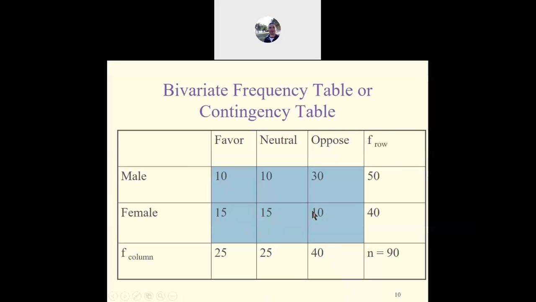Let's go for this example. I make this questionnaire for the male and female. I have 50 male and 40 female, okay? And I ask them to choose only one choice: favor, neutral, or opposite, okay? I find 10 go for favor, 10 for neutral, and 30 opposite. And in the female, I have 15 favor, 15 neutral, and 10 opposite.